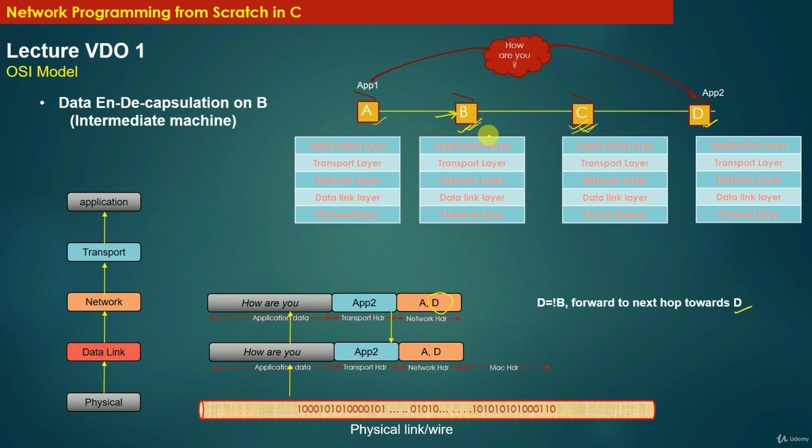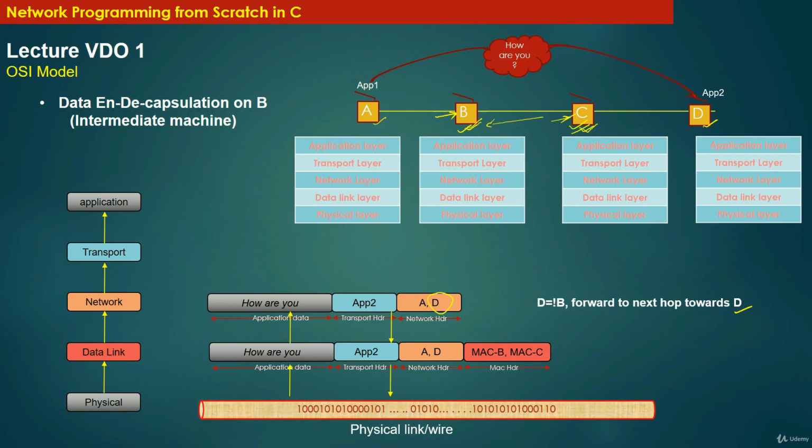And now the data has to travel from machine B to machine C, that is between B and C. Therefore, a new MAC header is prepared by the data link layer and attached to the message. This new MAC header will contain the MAC address of the machine B and the MAC address of the machine C, that is hop by hop. And the data link layer eventually places the data on the physical wire or the link.